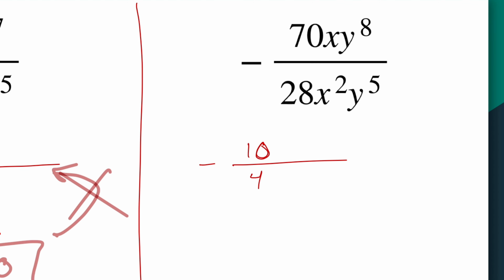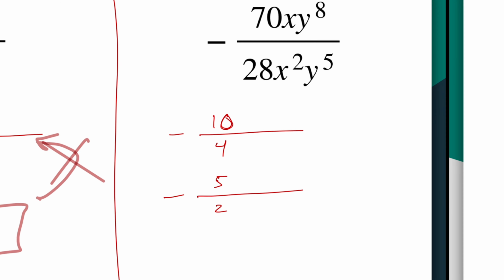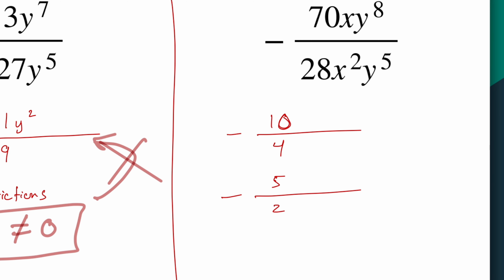So if you picked 14, you would have jumped to 5 over 2, but instead for us, we are going to go again. So 2 goes into 10 5 times, 2 goes into 4 2 times, okay? Now we look at our x's. We have x over x squared. That's fine. We are going to work that out.